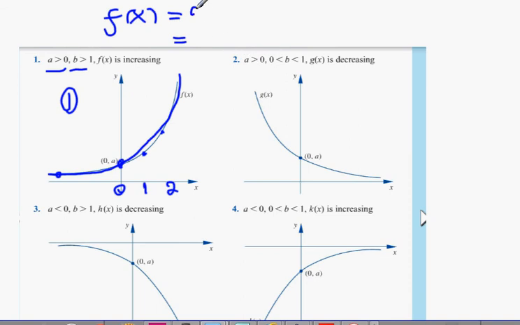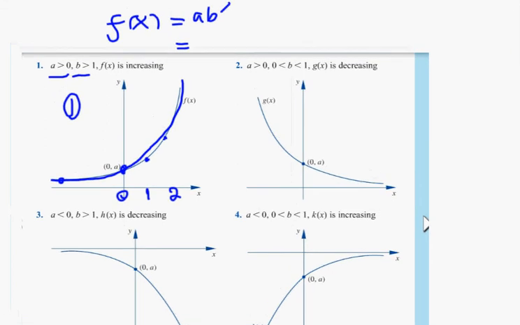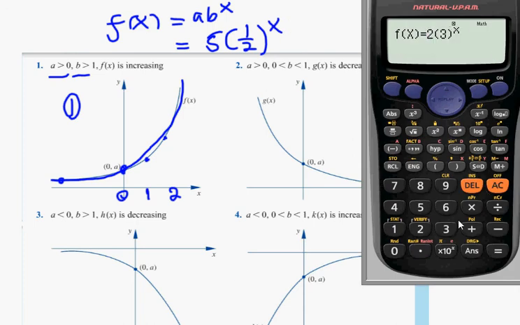So that's a times b to the x. For a, I'll pick a number bigger than 0. I'll pick the number 5. Any number bigger than 0. b is any positive fraction. It has to be in between 0 and 1. And what you'll see here is I'll pick a half. Once again, I'll go to my calculator. I'll put this in, and I'll say 5 to the power of a half x.